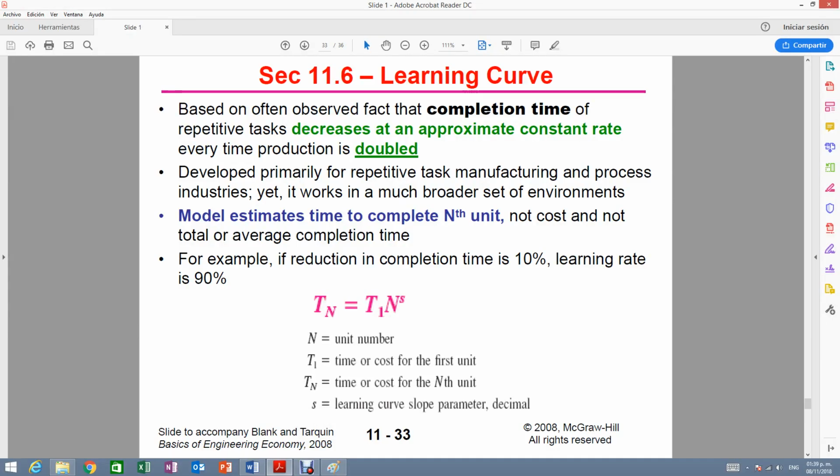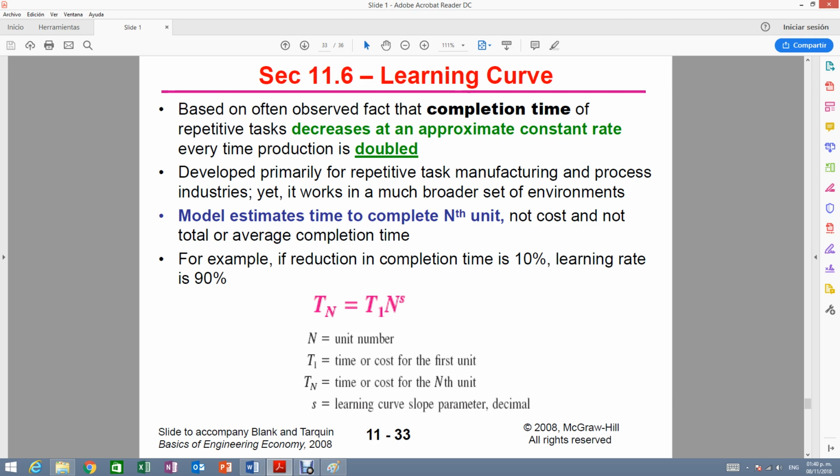Section 11.6, learning curve. The learning curve method is a bit different from the previous methods discussed because here we won't be calculating the cost. We will be calculating time instead, and then based on that time, you will be able to calculate the total cost. This method is based on the observation that the time to complete a task, repetitive task, they have to be repetitive tasks, will decrease at an approximate constant rate whenever the production is doubled.